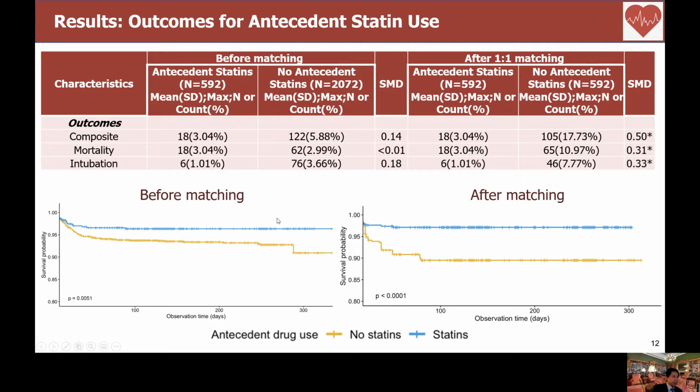So you can see here in the survival curves, both before and after matching, there was a significantly lower risk and occurrence of the severe disease outcome in the statin users, as reflected by the blue line here. And you can see that with the non-statin exposure group, the event rates were significantly higher. So the survival was lower, both before and after matching.